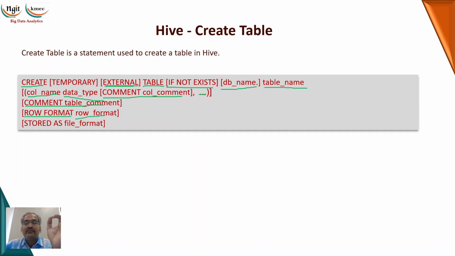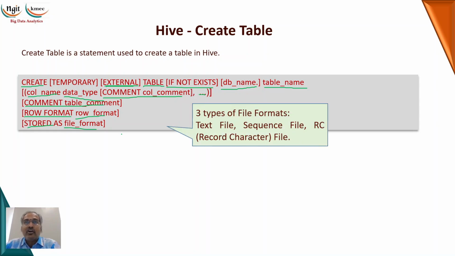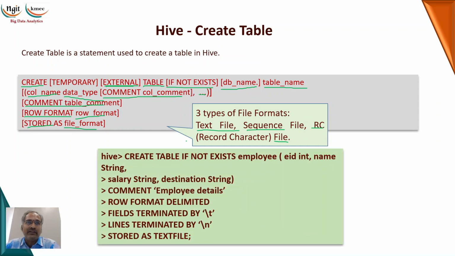Generally, we will use by default row format delimited. Row format delimited will be given. Okay, and stored as, how you want to store the data, that you have to mention clearly. That is the storage format can be mentioned. There are several storage file formats. It may be the text file or sequence file, RC file, ORC file.